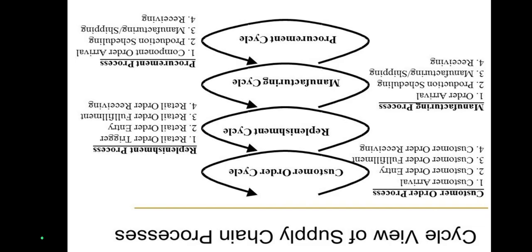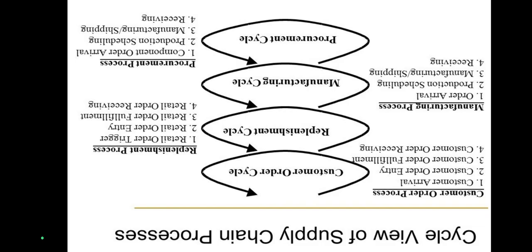Next, we have the replenishment cycle. Replenishment cycle is nothing but, if the stock has been finished, you can see the retail order trigger. When the stock has become empty, we will trigger that stock button and start refilling the stock so that we can satisfy the needs and wants of the customers. Then retail order entry is there, retail order fulfillment is there. That is nothing but ordering the stock and refilling the stock.